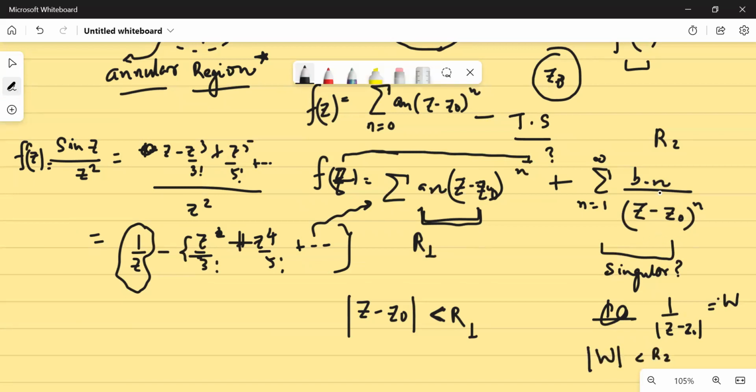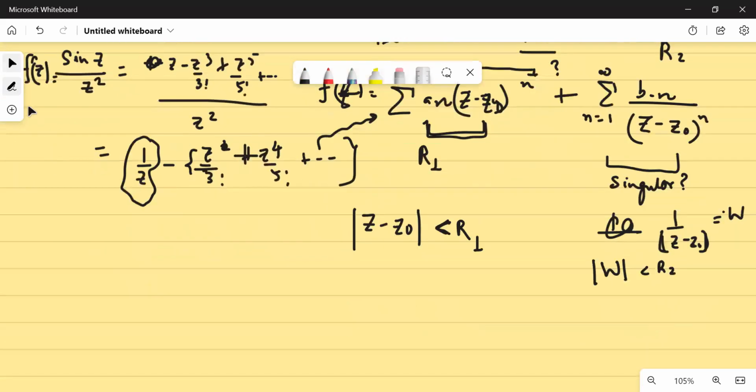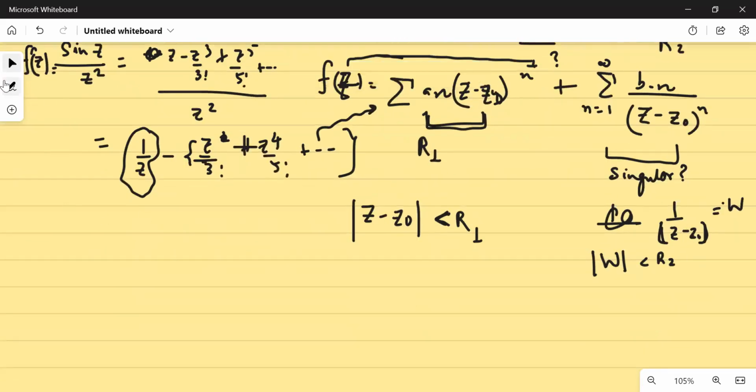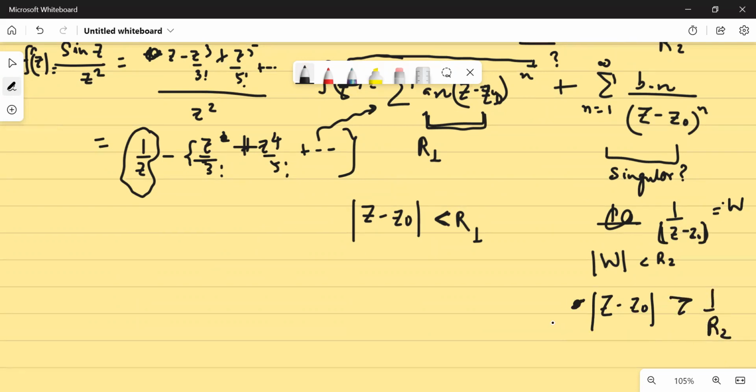Take 1 upon z minus z naught and write it as W. So this will be a series summation of V minus N times W to the power N. And this particular series will be convergent for mod W less than R2. And mod W is again 1 upon mod z minus z naught. So you can write that mod z minus z naught is greater than 1 upon R2. Are you getting my point till now?